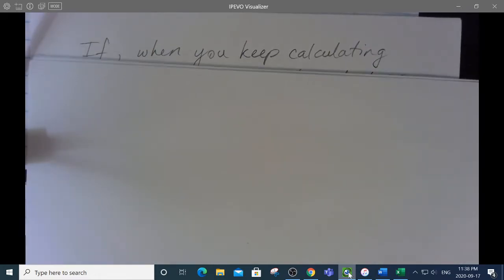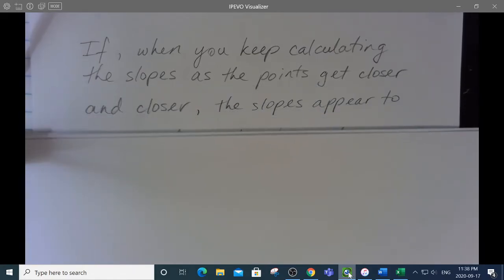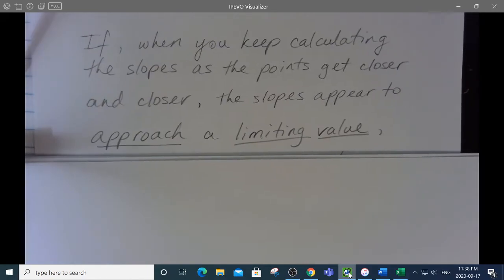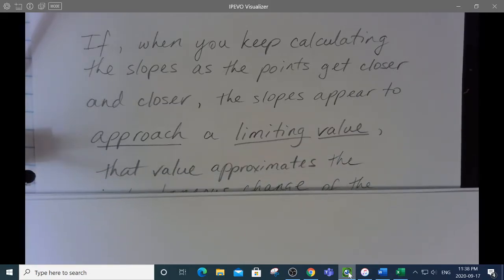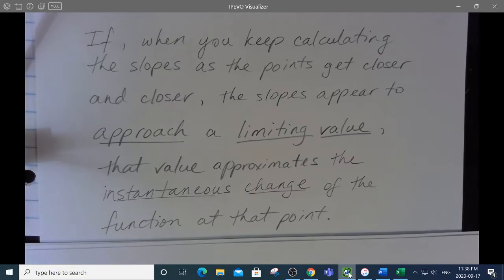If, when you keep calculating the slopes as the points get closer and closer, the slopes appear to approach a limiting value, and the one we were just looking at, it seemed to get closer and closer to 3.5, whether I came at it from the left or the right, that value approximates the instantaneous change of the function at that point. So that is an important idea, that we have a limiting value. The smaller I make the distance between the points of my secant line, the closer I seem to get to this single value, like I'm racing towards that value. And that value is called the limiting value.